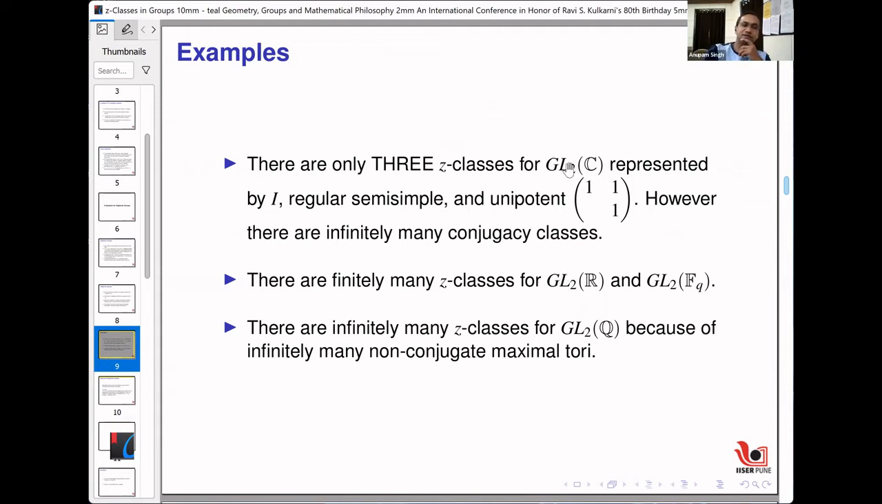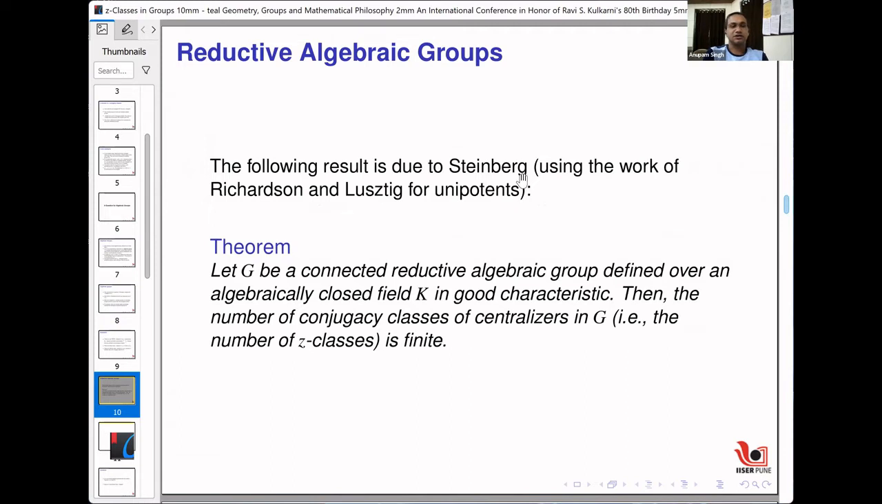Before that, is it true that over an algebraically closed field, more broadly for algebraic groups, there are finitely many G classes? There is an answer to this question in Steinberg's work for reductive groups. So let me mention that here. If I take a connected reductive group G defined over an algebraically closed field K of good characteristic, which means you can just avoid characteristic 2, 3, and maybe 5, then it turns out the number of conjugacy classes of centralizers, which is basically to say the number of G classes, is finite. This work is very interesting. It relies on understanding unipotent conjugacy classes by Richardson and Lusztig. The proof of this theorem is just about one page if one knows the work of Richardson and Lusztig for unipotent elements.